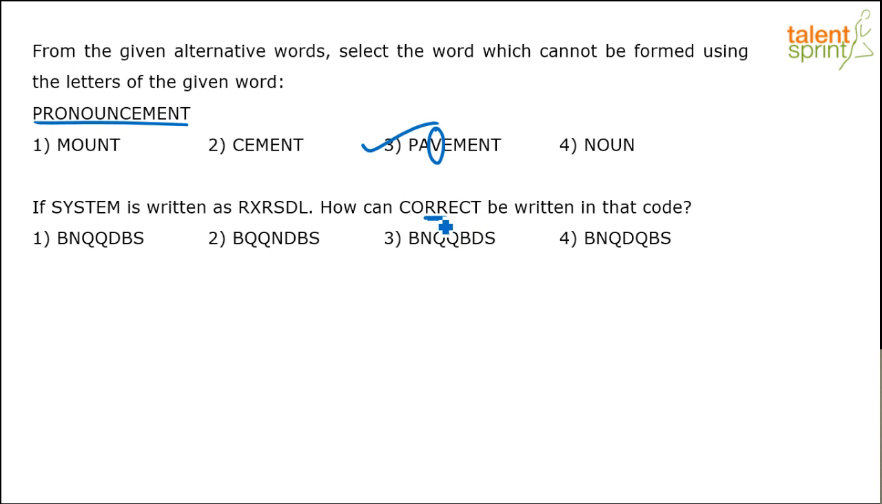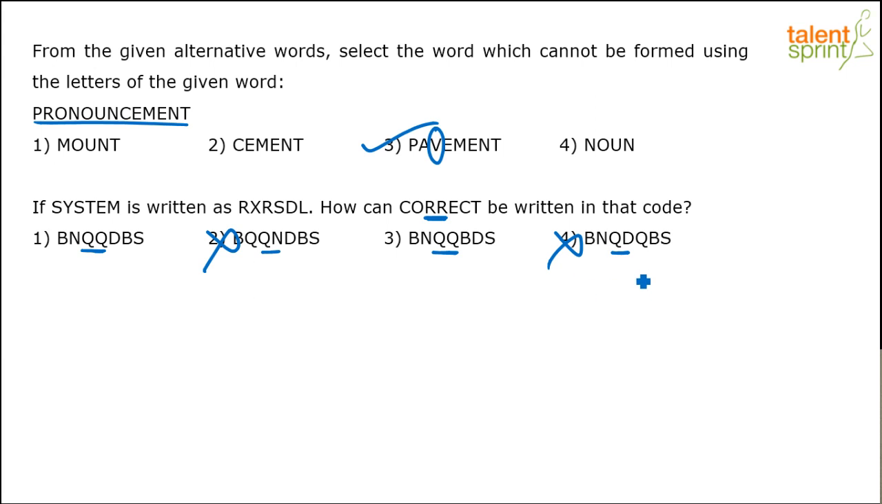Correct. Third and fourth letters are same. So in the code also, the third and fourth position should be the same letters. The third and fourth positions have to be the same letters. If I look at first option, yes, third and fourth are same. If I look at second option, third and fourth are not same. Hence eliminated. Third option, third and fourth are same. So possible. Fourth option, again, third and fourth are not same.